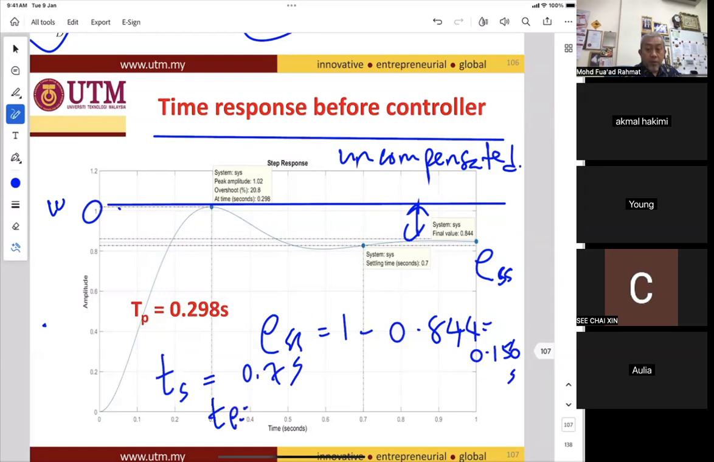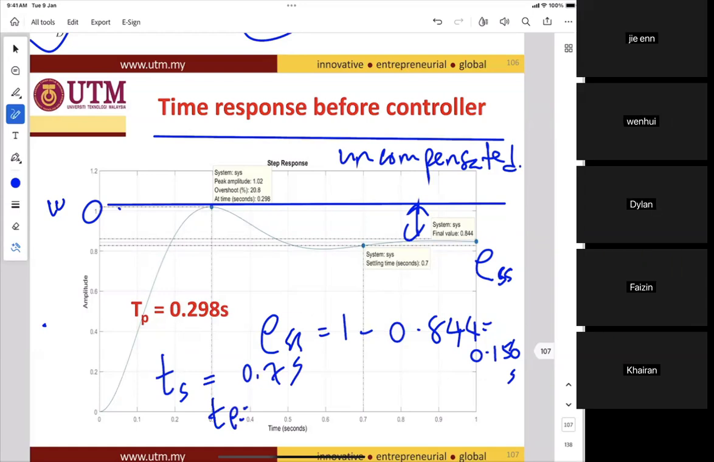What is the peak time? 1.02. Astaghfirullahalazim. 0.6. Peak time, 0.3. Here, peak time. 0.3. Okay.